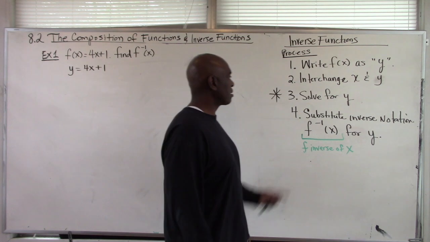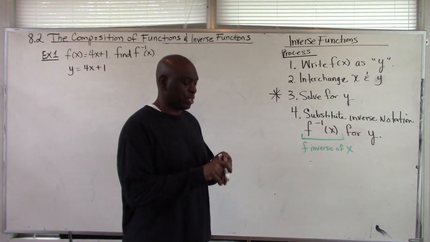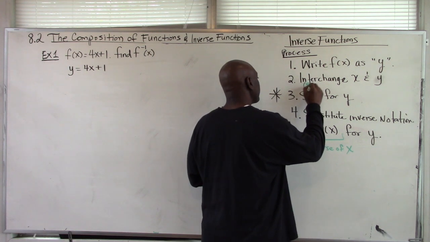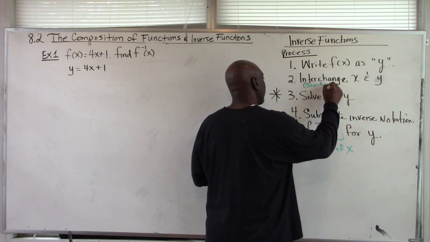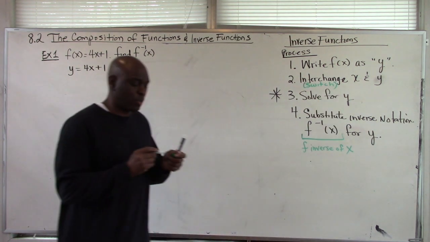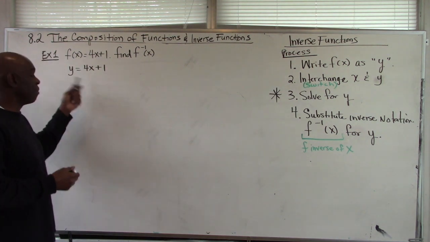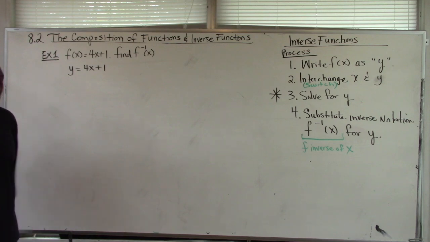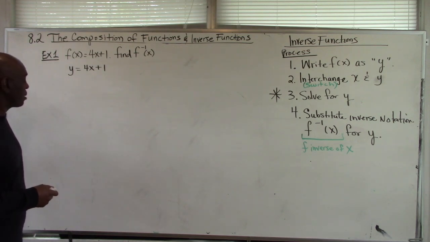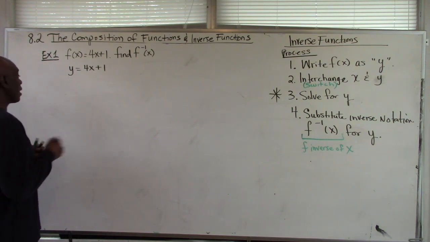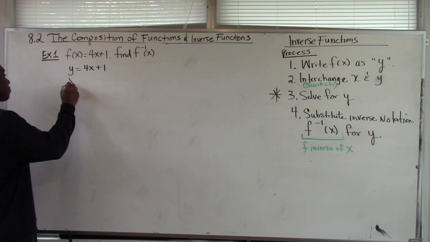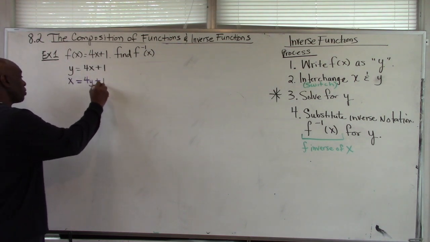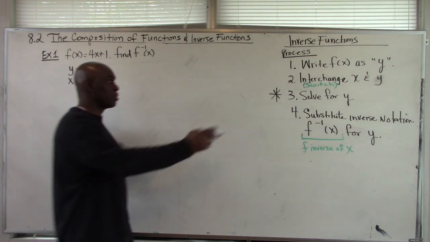We did that. Step 2, interchange. Another word for interchange is switch. Switch the x and y. So where x is, make it y. Where y is, make it x. If I switch x and y, I'm going to have now x equal 4y plus 1. Step 2 is done.